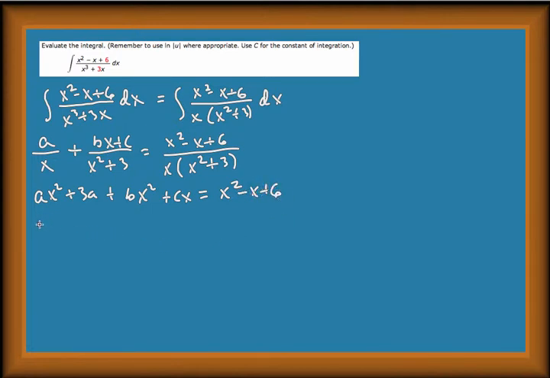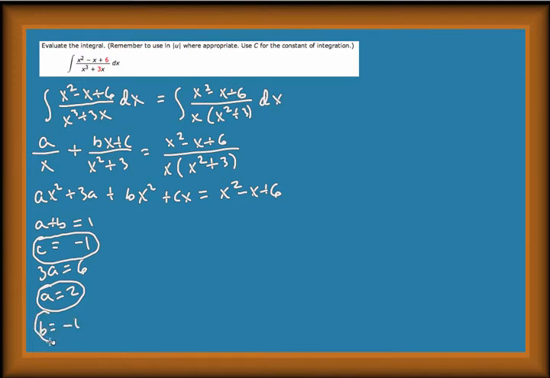And what this tells us then is that A plus B must equal 1, C equals minus 1, and 3A is 6. So we have C. Here we can get A equal to 2. And then plugging that back in here, we're going to wind up with B equals minus 1.